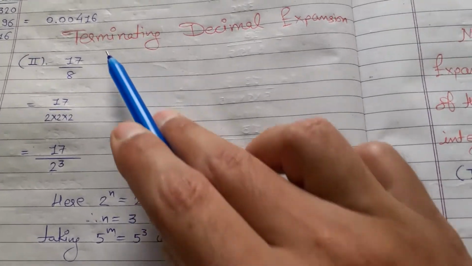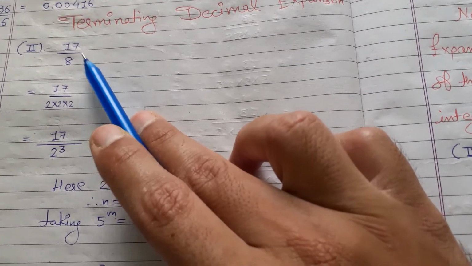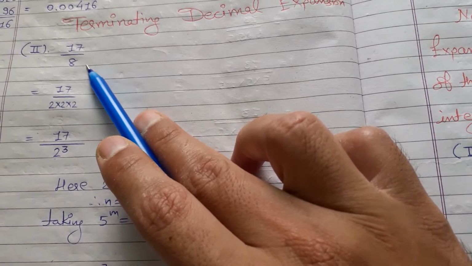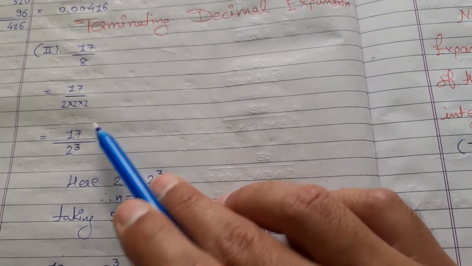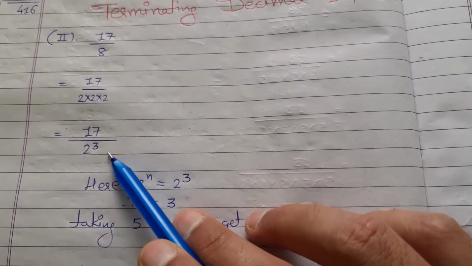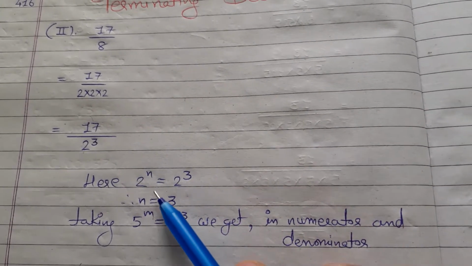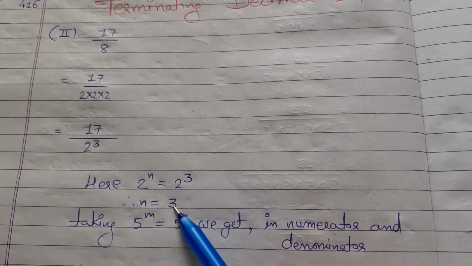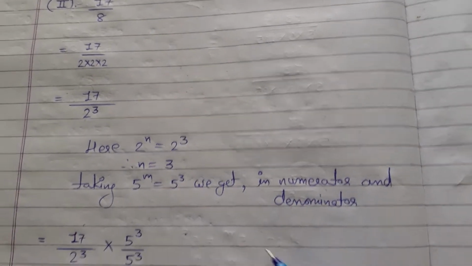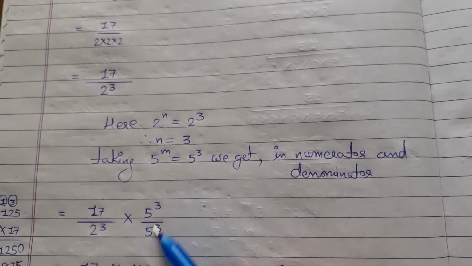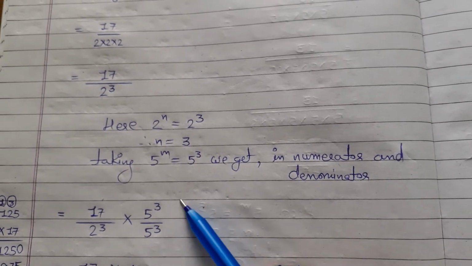Question number 2. 17 upon 8. 8 is 2 raised to 3, or 2 exponent 3. So 17 upon 2 exponent 3. Here 2 raised to n is 2 raised to 3, so n is equal to 3. Taking 5 raised to m is equal to 5 raised to 3, we have to multiply numerator and denominator with 5 raised to 3.